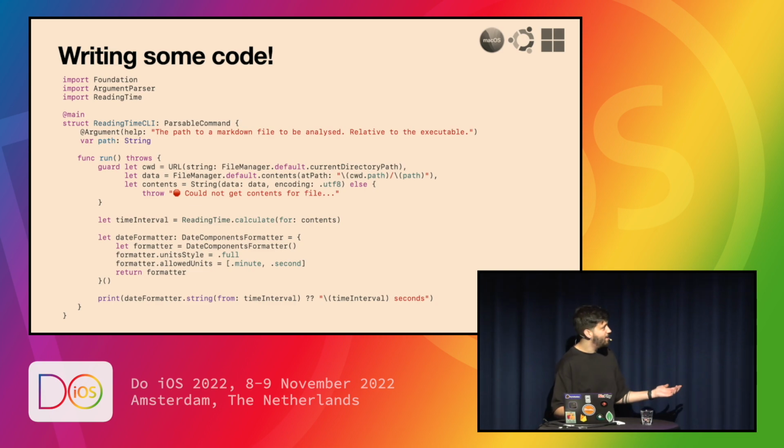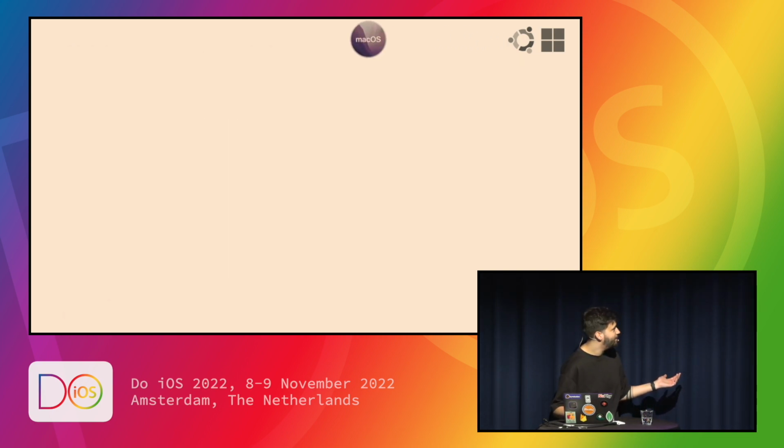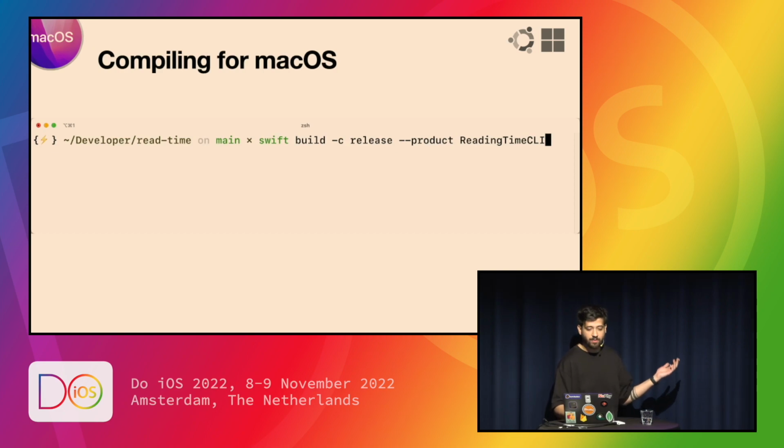But now the fun part begins, which is to build this executable, right? So for macOS, it's very, very straightforward. You just do swift build. You pass it a configuration if you want. In this case, it's going to be release. And in this case, I'm specifying a product because I'm going to have a lot of targets and a lot of products. So I want to make sure I only build this.